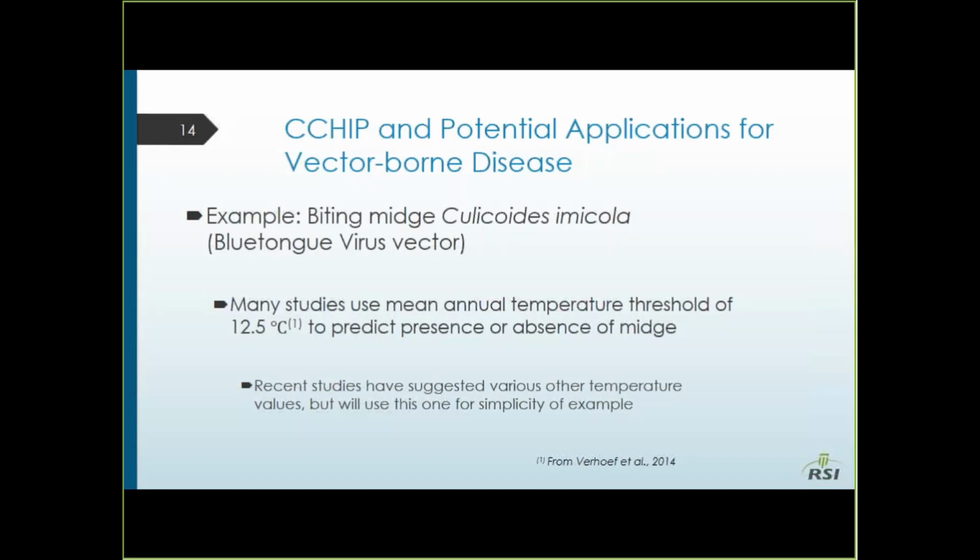Many studies out there suggest a mean annual temperature threshold of 12.5 degrees C. There are some more recent studies that refine that even higher, but we'll use the 12.5 degrees C to be kind of conservative in this sense. And then recent studies have a whole series of different temperatures, but this one's from 2014, so it's pretty recent. And this would be essentially 12.5 degrees C. If we're above that, we say, okay, the midge can be present. If it's below that, we would say it can't survive. And that's the annual average temperature.